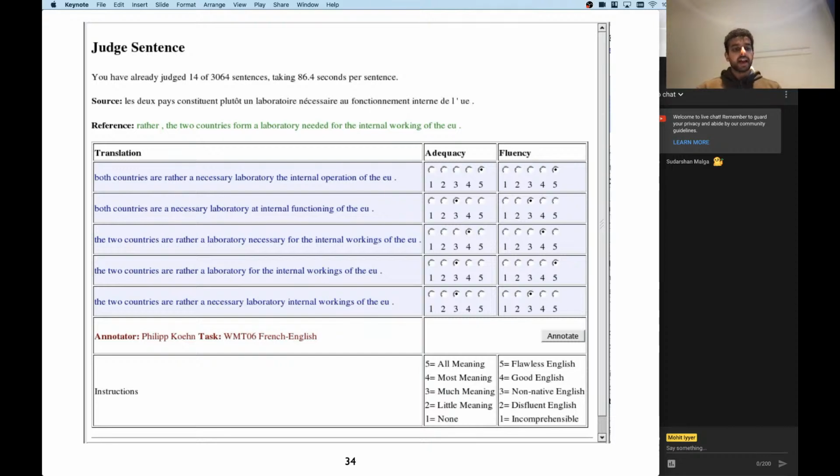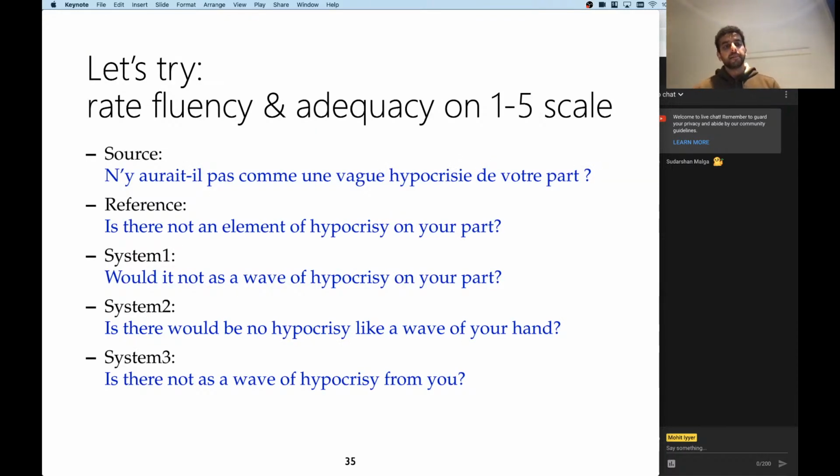So you might have some sort of interface developed to rate these kinds of outputs on both of these scales. Usually I try and make the class do these ratings themselves. Today we have like 10 people, so maybe this won't be so statistically significant, but let's try it anyway. So here you have the source sentence. You don't need to understand the source sentence to do this. We also have a reference translation. This reference is something that a professional translator created as the translation. Is there not an element of hypocrisy on your part? And now you have the output of 3 systems.